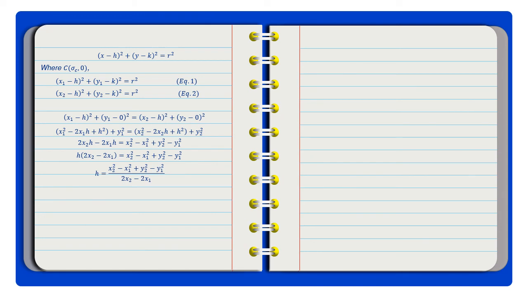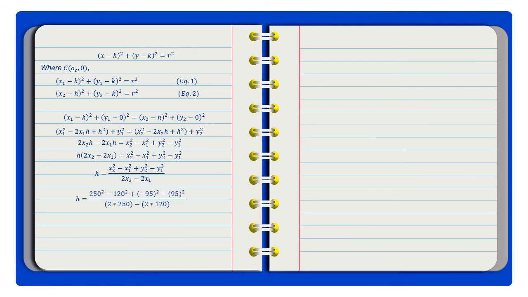So, dividing both sides by 2x sub 2 minus 2x sub 1, we will now have the equation for the abscissa of the center as x sub 2 squared minus x sub 1 squared plus y sub 2 squared minus y sub 1 squared over 2x sub 2 minus 2x sub 1. So, ibig sabihin, ito pwede natin gamitin kapag ang ordinate ng center ng circle is 0 at kapag given tayo ng 2 points sa ating Mohr's circle. So, gagamitin natin yung formula na yan.